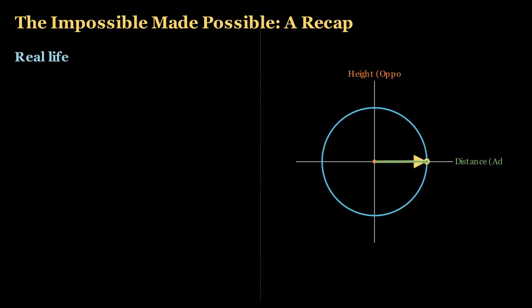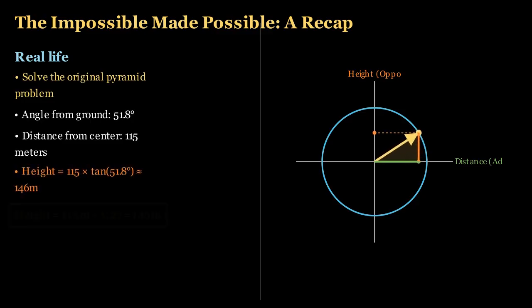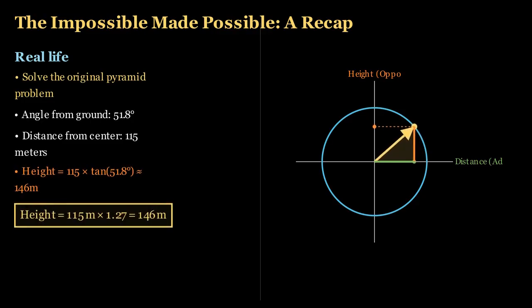Let's solve our original impossible problem. A surveyor stands 115 meters from the pyramid center and sights the top at a 51.8-degree angle. The tangent ratio links the opposite side, height, to the adjacent side, distance. We look up tan 51.8 degrees in.